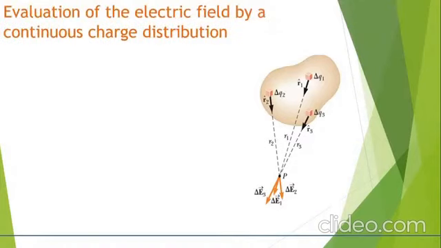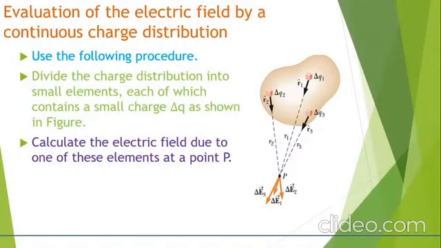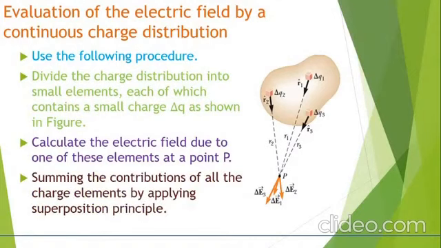Now the question is, how can we evaluate the electric field of a continuous charge distribution? To set up a process for evaluating the electric field intensity created by this continuous charge distribution, let's use the following procedure. First, we divide the charge distribution into small elements, each of which contains a small charge delta Q. Next, use the equation of electric field intensity to calculate the electric field of each element individually at point P. Finally, evaluate the total electric field at point P due to the charge distribution by adding the contributions of all the charges using the principle of superposition.